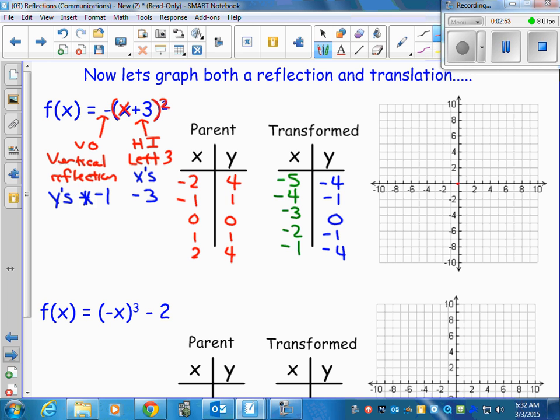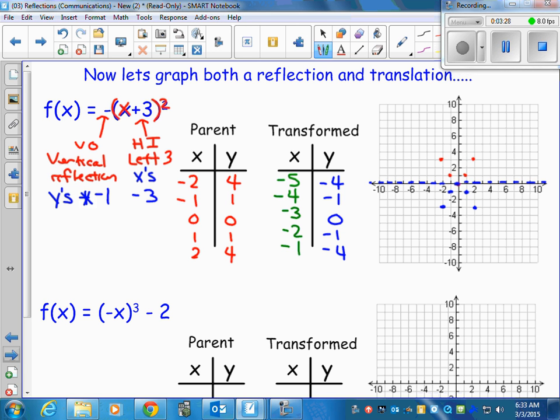So now, looking at the original graph of x squared, here are my 5 parent points. If we think about the vertical reflection, a vertical reflection is an up-down flip. So anything that's above the x-axis has to flip below. We're keeping the distance the same. And then the point that is on the x-axis stays on the x-axis with that flip.